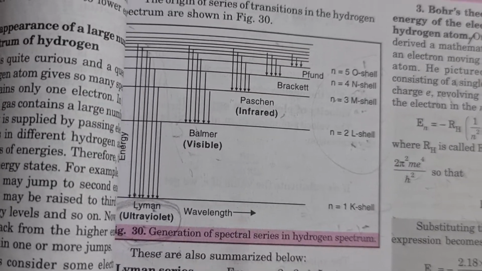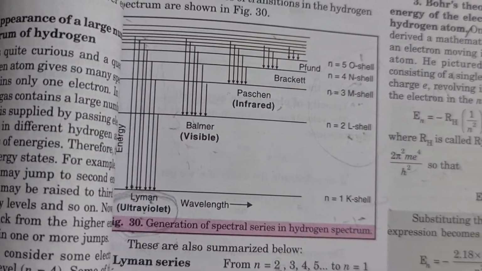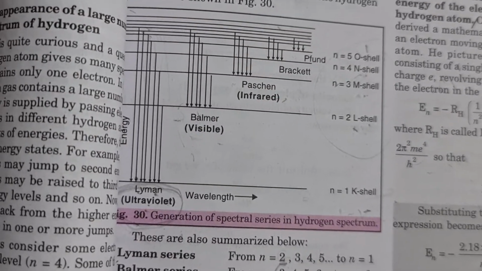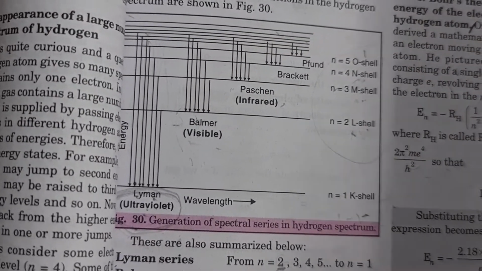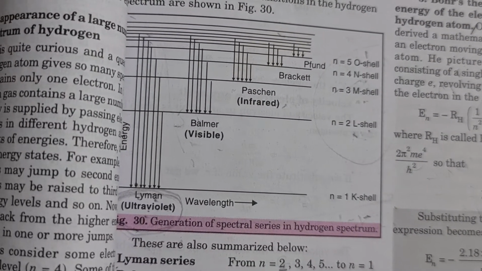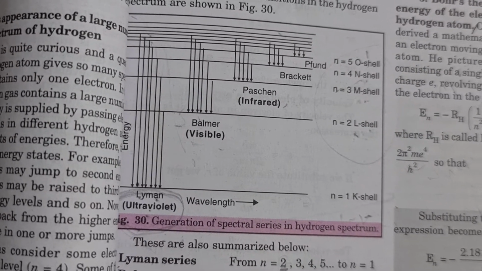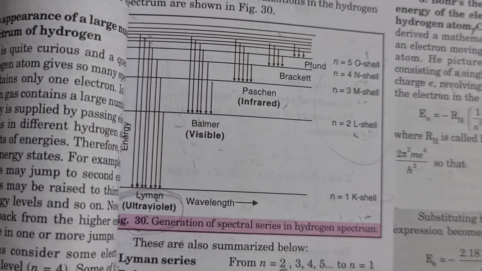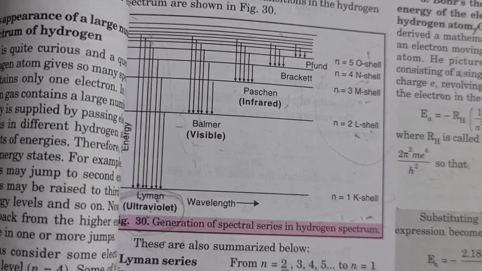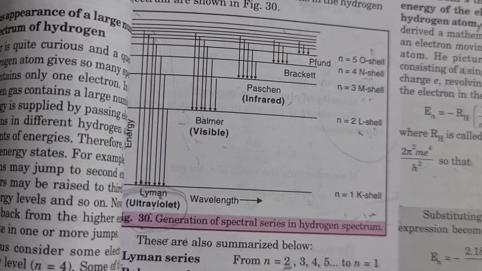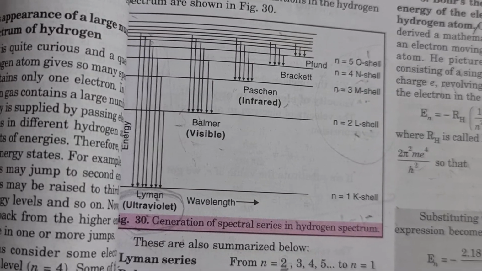Every atom has a different spectrum because they have different energy levels. Energy spectrums can never be the same for two different atoms. They are always different because the electronic environment and nuclear environment are different for different atoms.